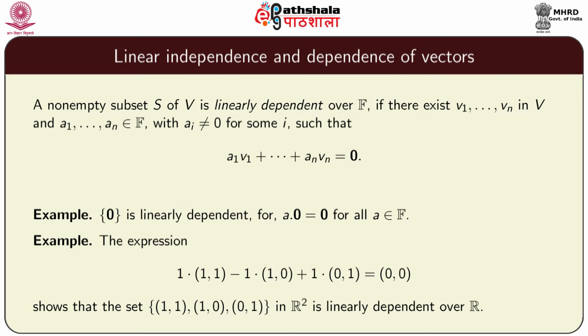One more example where the vector space is R2 over the field of real numbers. If you look at the expression 1 dot (1,1) minus 1 dot (1,0) plus 1 dot (0,1) is equal to (0,0). So, you see a non-trivial linear combination giving rise to the 0 vector, and therefore, the set of vectors consisting of (1,1), (1,0) and (0,1) in R2 is linearly dependent over the real field.